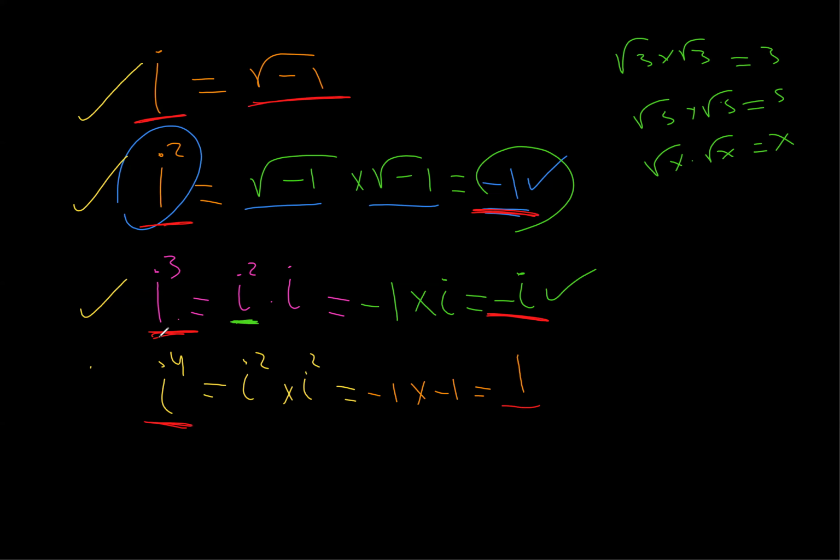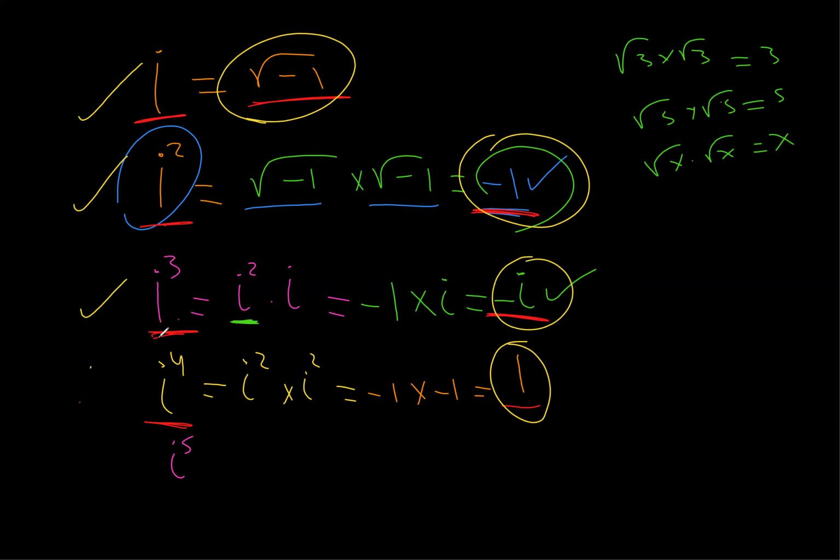Okay, if you continue to get i to the power 5 and i to the power 6, no new results you will get. Whatever the power of i, the results will be only 4 results. Only 4 results. What are they? This is one result, this is the second, this is the third, this is the fourth. So whatever the power of i is, the result will be one of these 4.